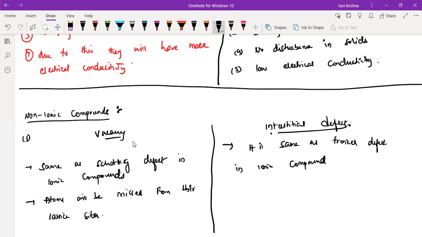Okay, any doubts in this? For examples also, you have to take covalent compounds. Non-ionic compounds means covalent compounds only, okay? So whatever covalent compounds have similar atomic sizes will show the vacancy defect. And whatever covalent compounds show a large difference in atomic sizes will show the interstitial defect. In the case of interstitial defect, density will not decrease at all. In the case of vacancy defect, density will decrease. Okay, so these are the main points.